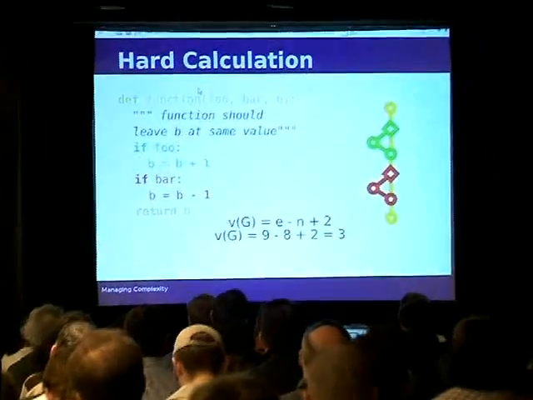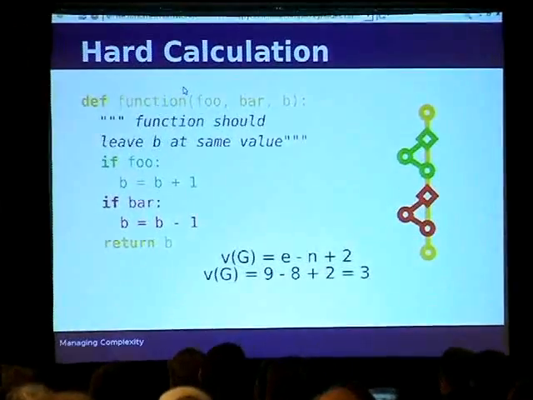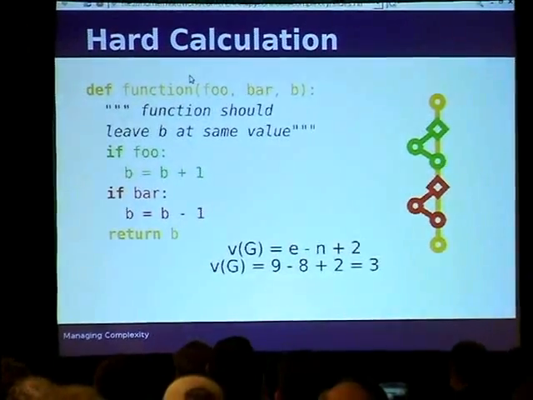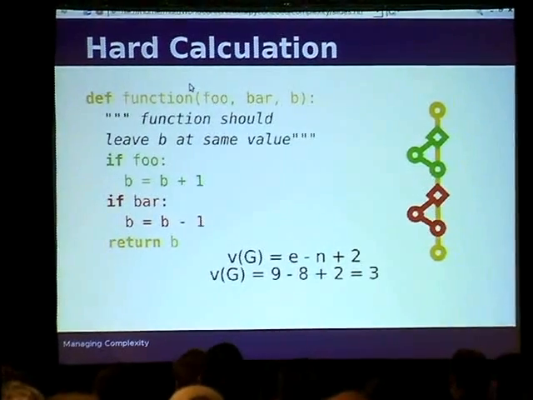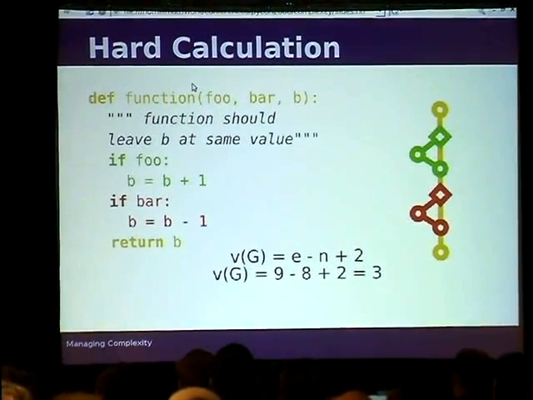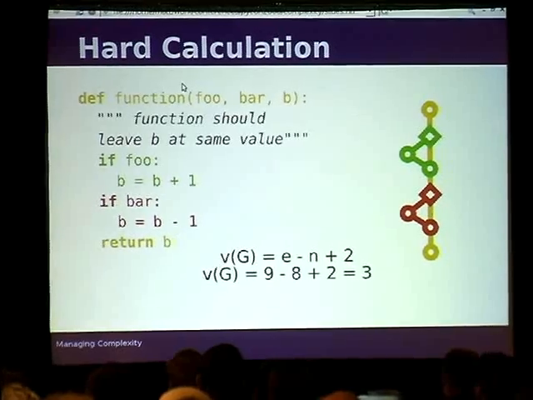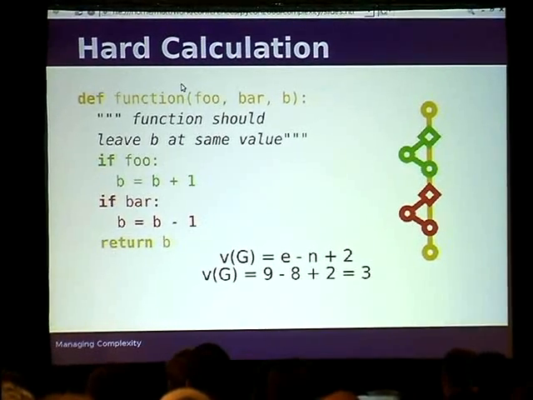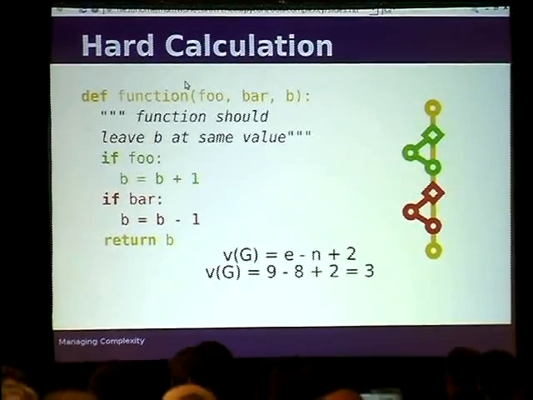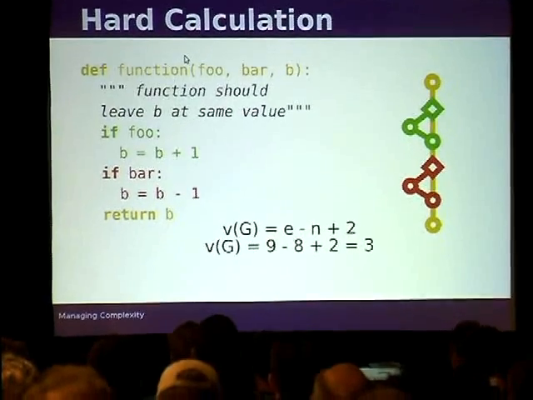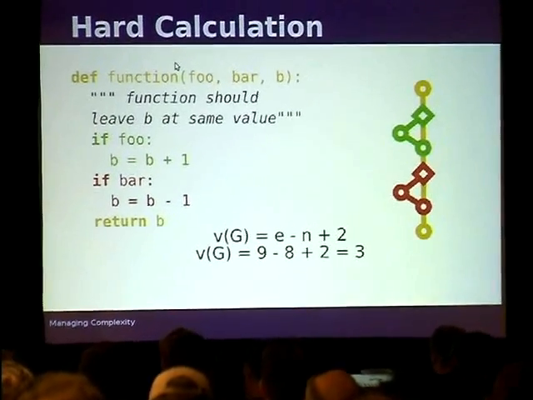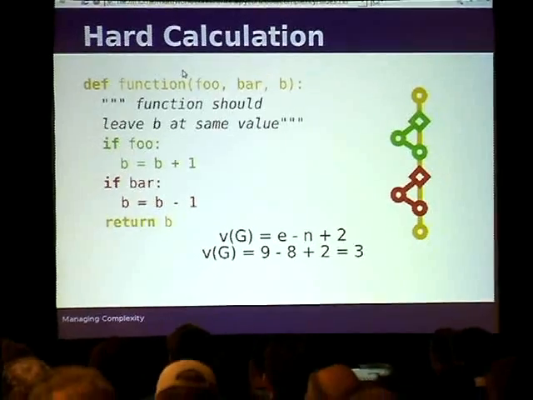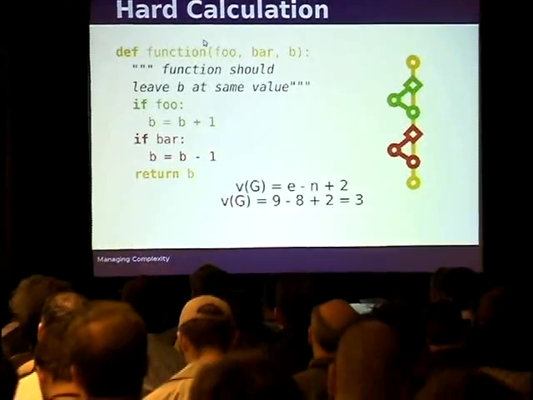Now to calculate complexity, once you have this flow graph, it's this formula at the bottom. V of your graph is equal to the number of edges minus the number of nodes plus 2. So 9 edges minus 8 nodes plus 2 is 3. This code has a cyclomatic complexity rating, or McCabe complexity rating, of 3.